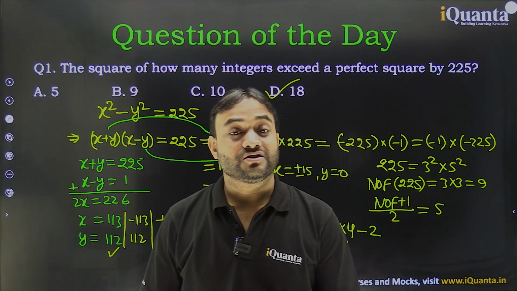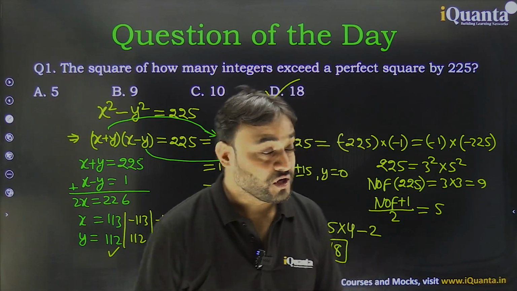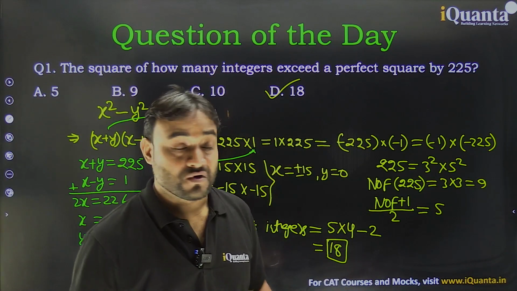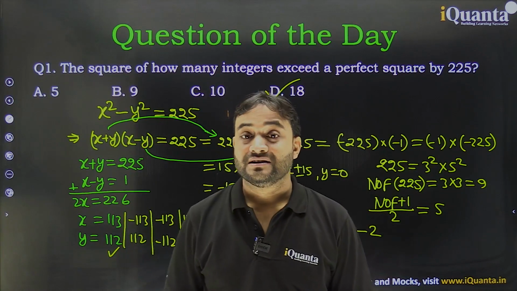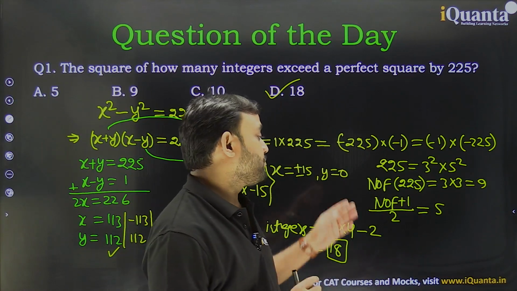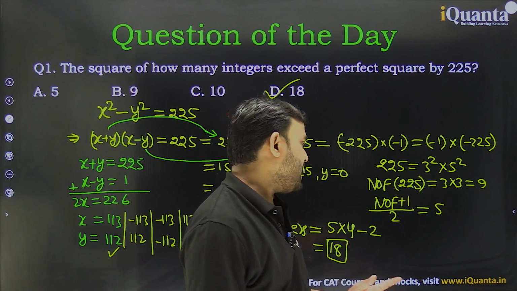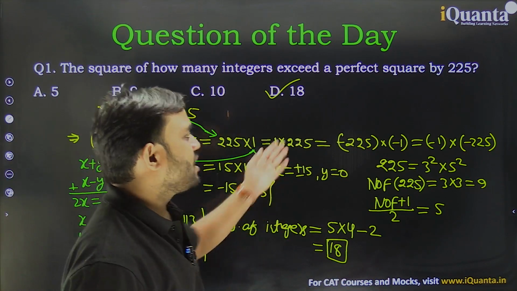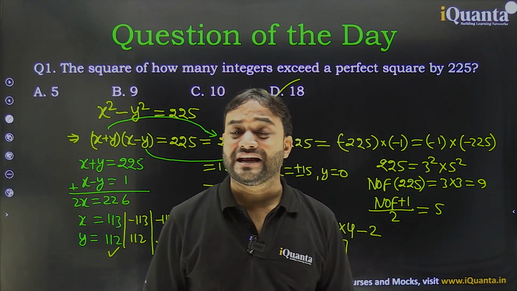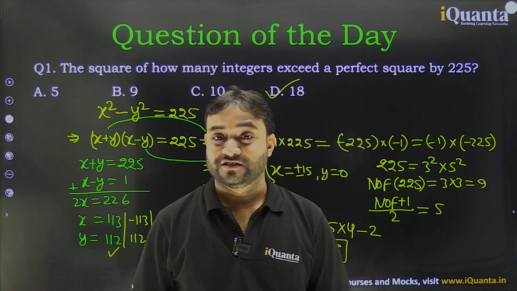So today we learned 2 different formulae regarding these types of problems. One, in how many ways you can write a perfect square as a product of 2 of its factors, and two, in how many ways a perfect square can be written as a difference of 2 integers.